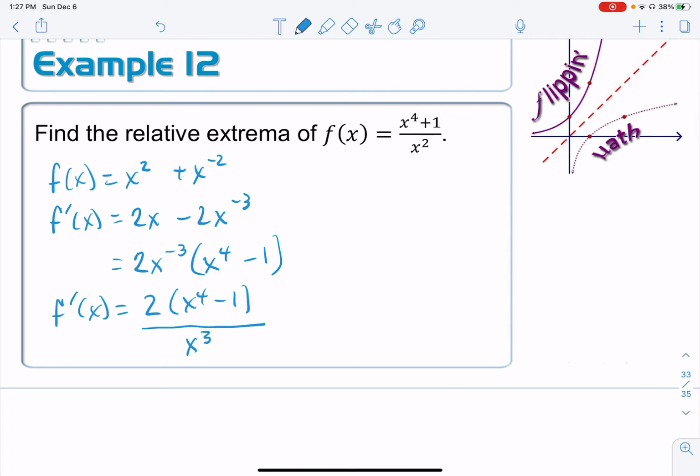All right, then where are our critical numbers? Critical numbers come from the top equaling 0. So if I had x to the fourth minus 1 equals 0, x to the fourth equals 1, take the fourth root of 1 and you get positive and negative, just like square root. So plus or minus 1. Critical numbers. And then what about this bottom? Do we get something for x equals 0?